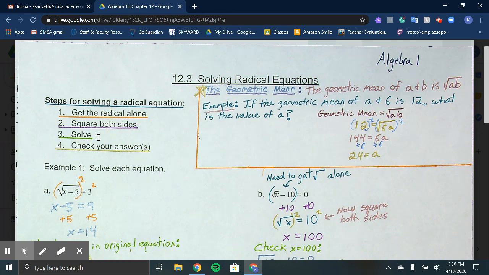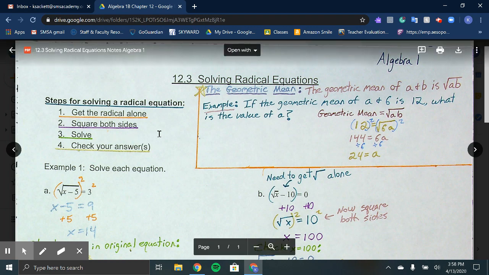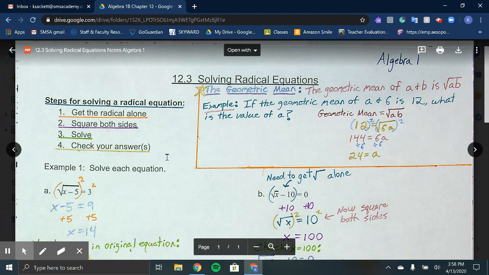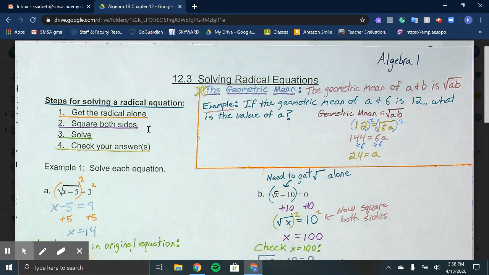And in this process, you have to check your answer, because sometimes you'll get an answer that mathematically works until you plug it back in, meaning you can't have a negative resulting out of a radical or some other clauses. So sometimes the answer you get will not work when you try to plug it back in. So you have to check your answer, which we'll look at all 4 of these steps under example 1.